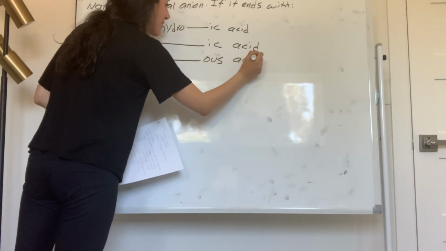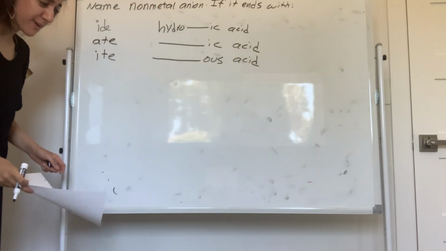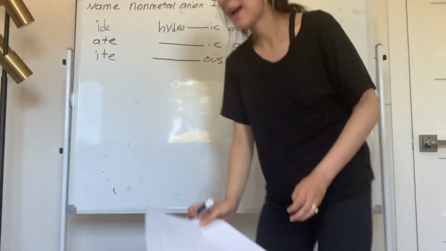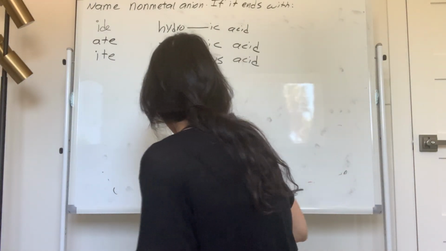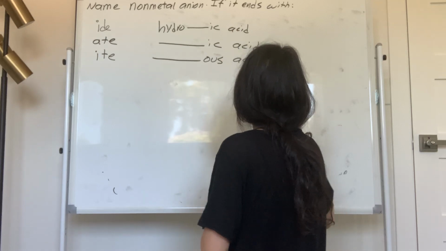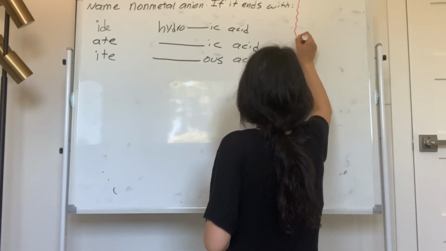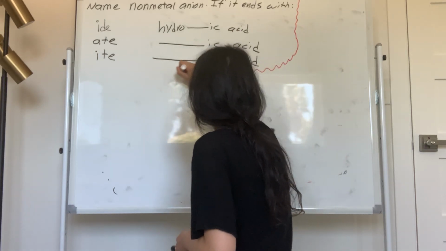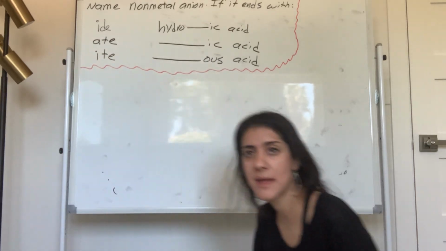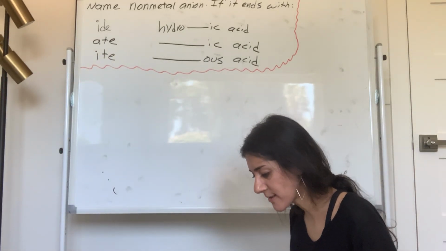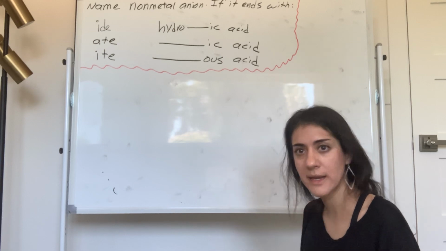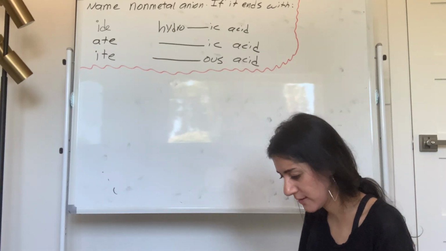And this is gibberish to you right now. You have no idea what I'm talking about, and that's okay. I haven't done any practice problems. I just wanted you to put down the rules. So here are the rules for naming acids. Now we're going to do practice problems to show you how you would name acids. Ready? Okay, let's do this.